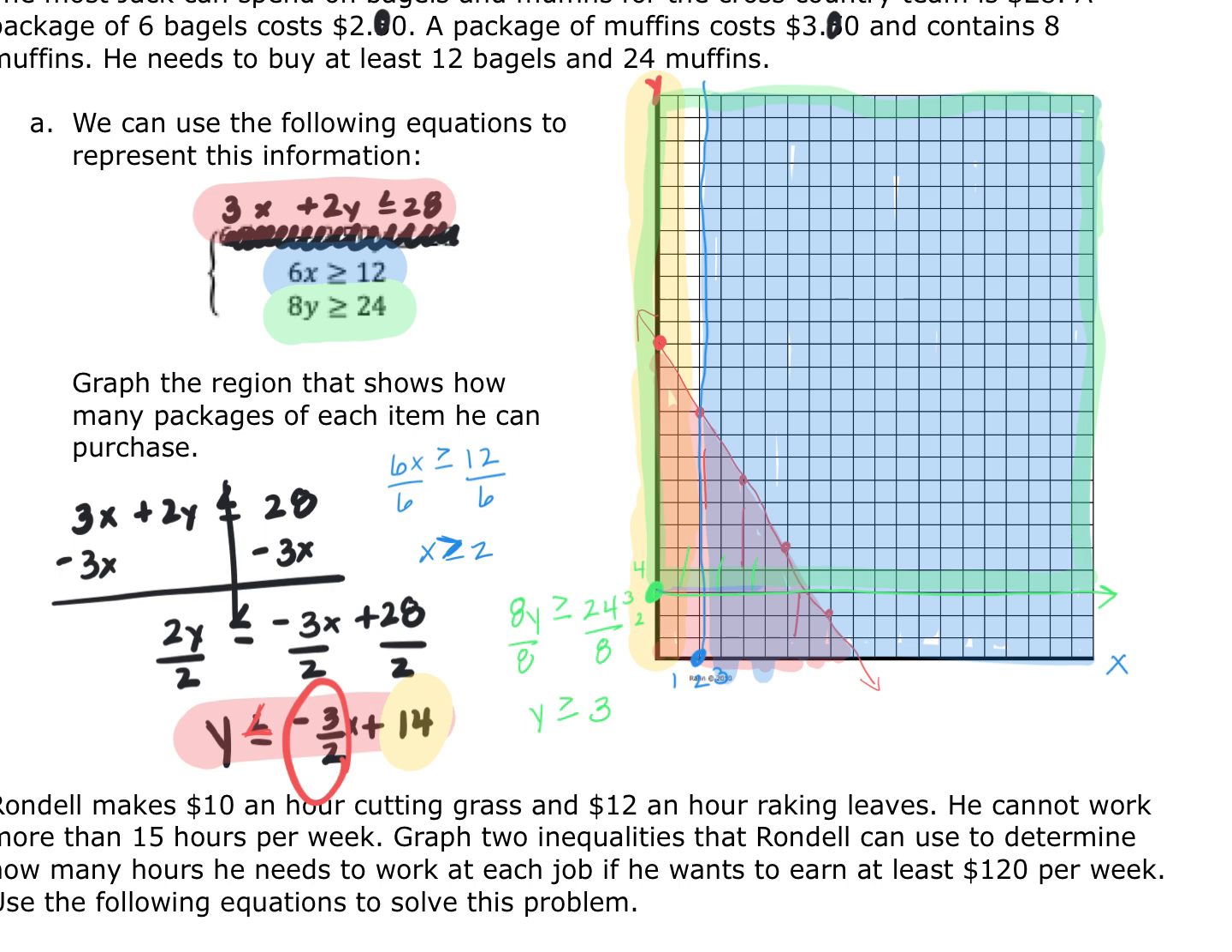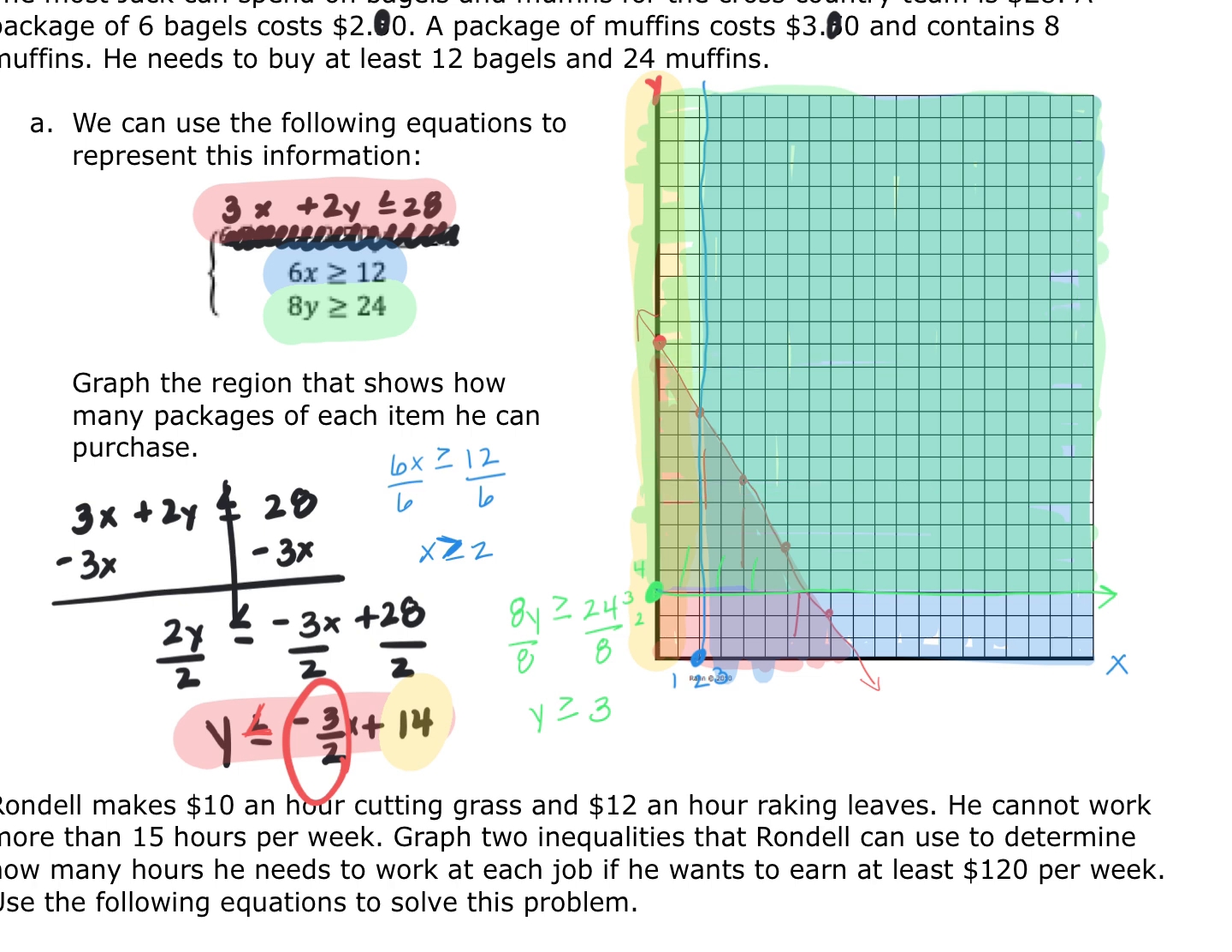I'm going to grab my thicker one, and all of this is going to be shaded above. I'm just going to go through and shade everything above that green line. And it doesn't have to be perfect, but you do have to show that so we know what you're looking or what you want shaded.